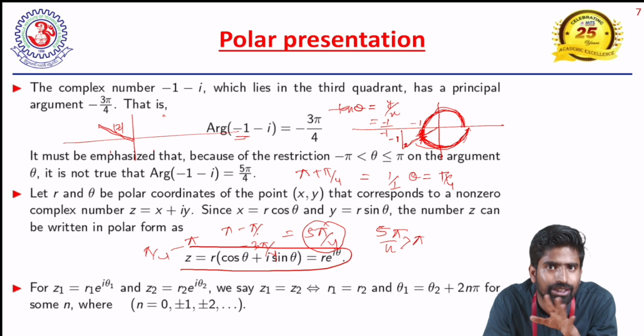So that z is equivalent to r e to the power i theta, correct? So this is the polar representation of a complex number. So now we have understood three ways to represent a complex number.